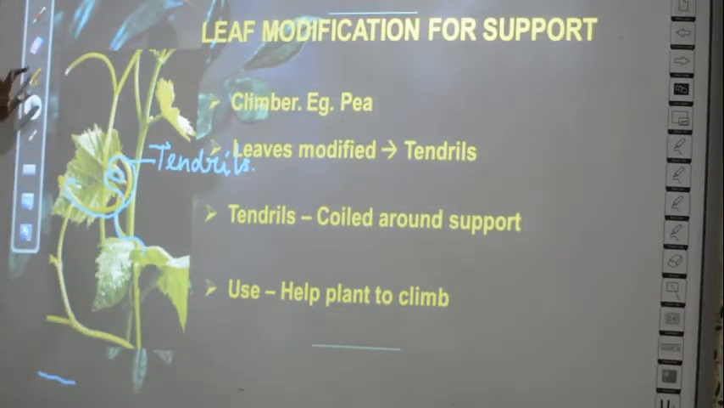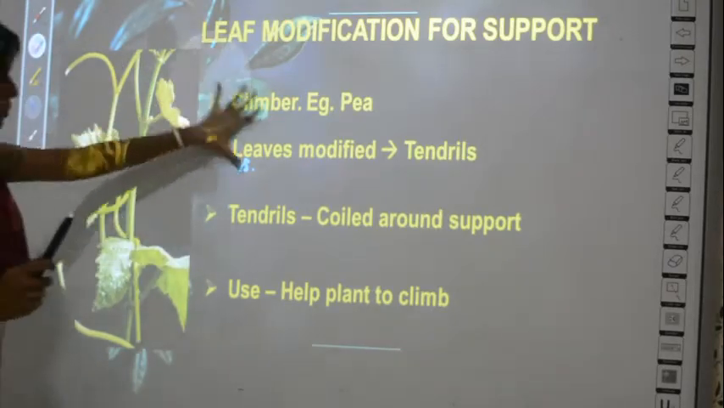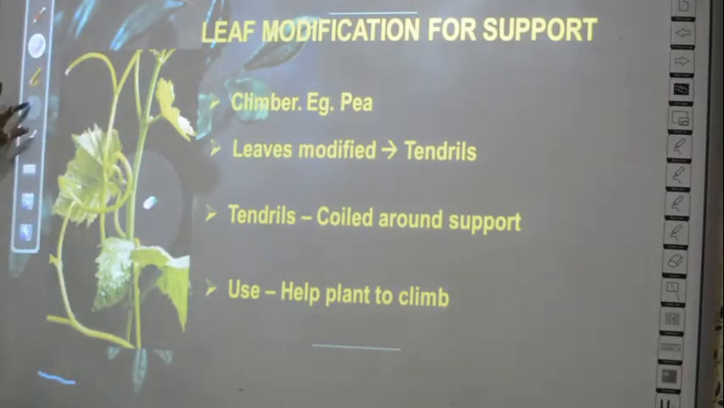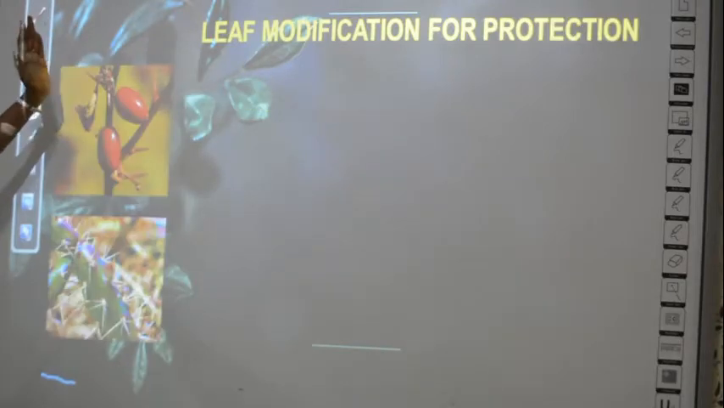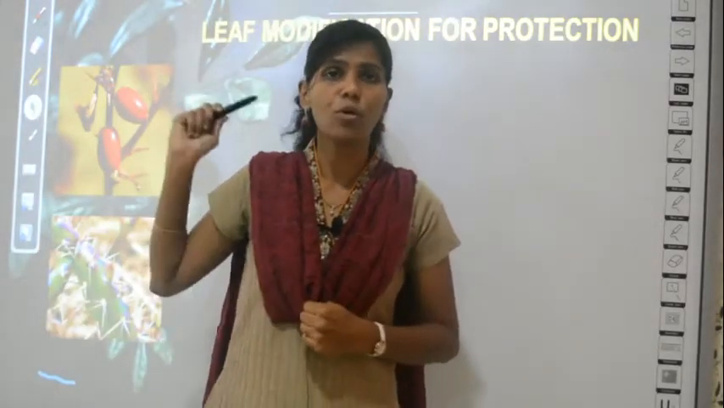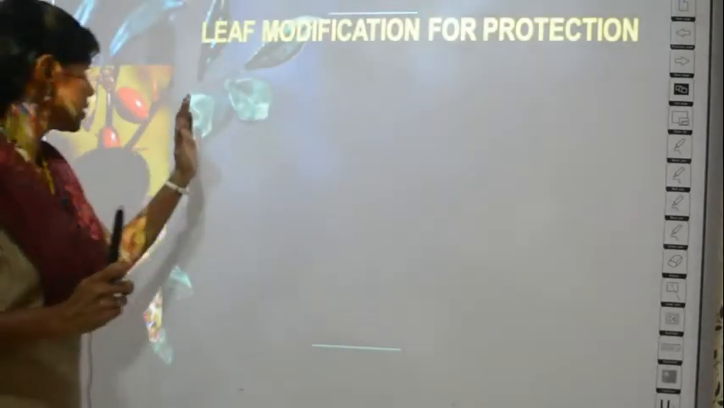So next we will see the next use. What was the next use? Yes, it gives protection, right? So support we have completed. The next use is how modified leaves will give protection. Actually, for this topic there are 4 examples given. How modified leaves can protect a plant, 4 examples are given. Let's see one by one.